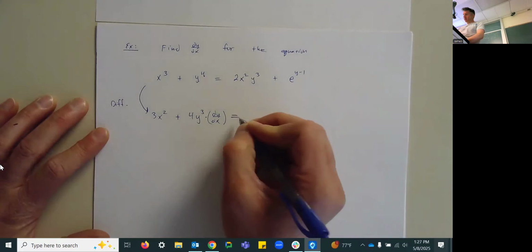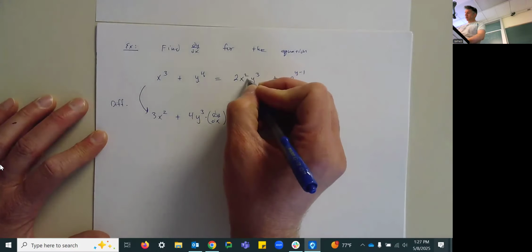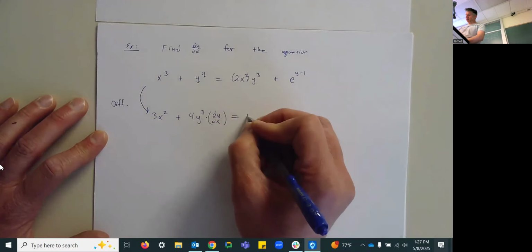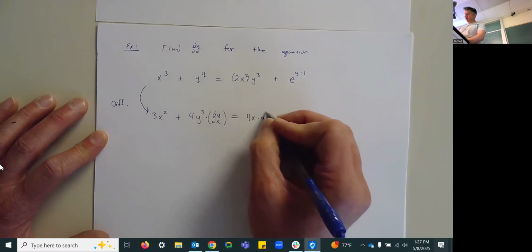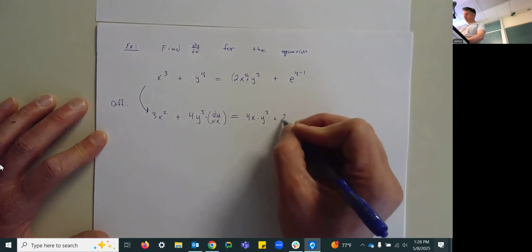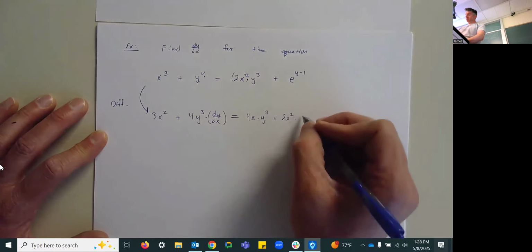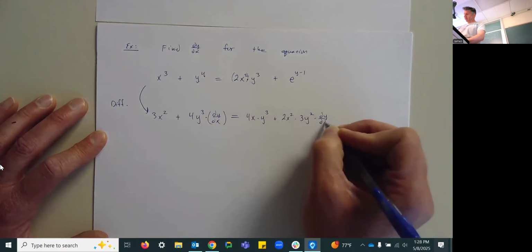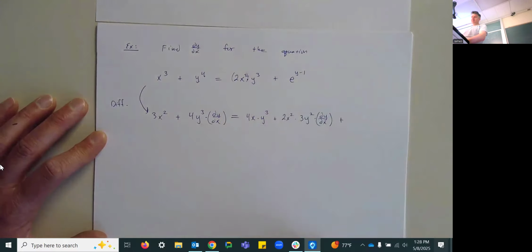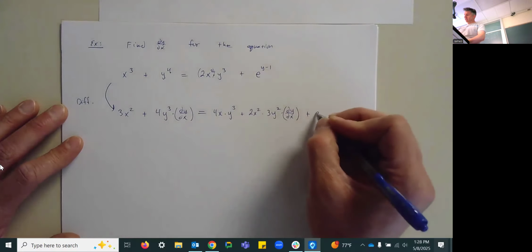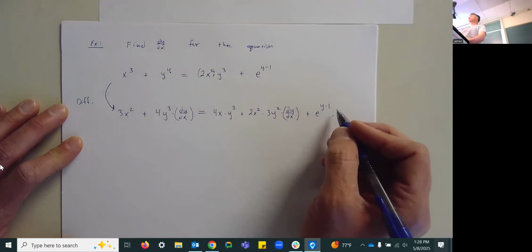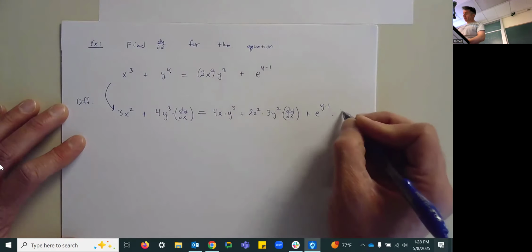On the right-hand side, I have the product 2x squared times y cubed. So I'm going to take the derivative using the product rule. The derivative of 2x squared is 4x. Leave the other piece alone. Multiply by, leave 2x squared alone. And the derivative of y cubed is going to be, well, the derivative of some stuff cubed is 3 times my stuff squared times the derivative of my stuff. Finally, the derivative of e to the stuff is e to the stuff times the derivative of that stuff. And the derivative of y minus 1 is the derivative of y minus 0. So it's dy dx.